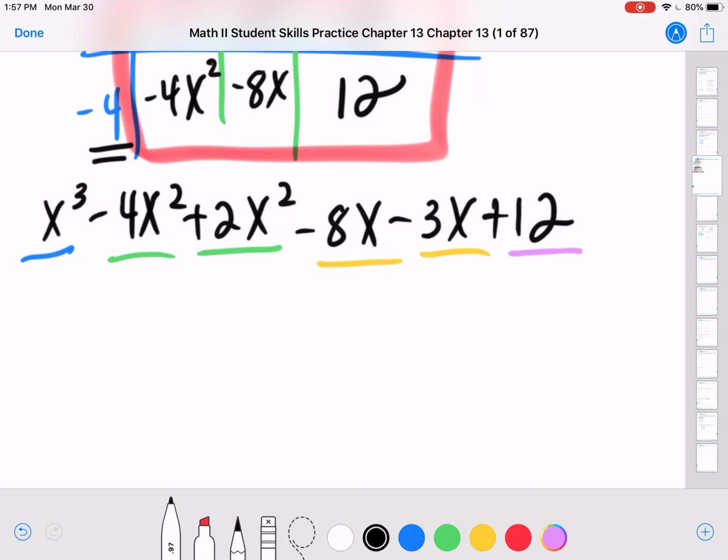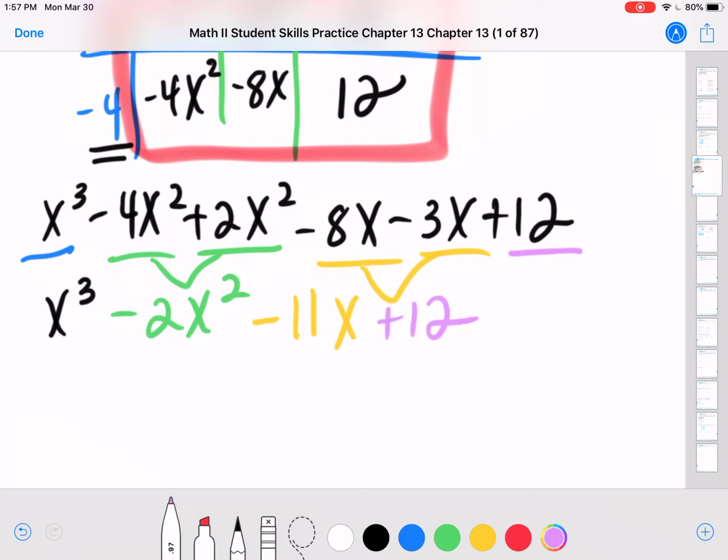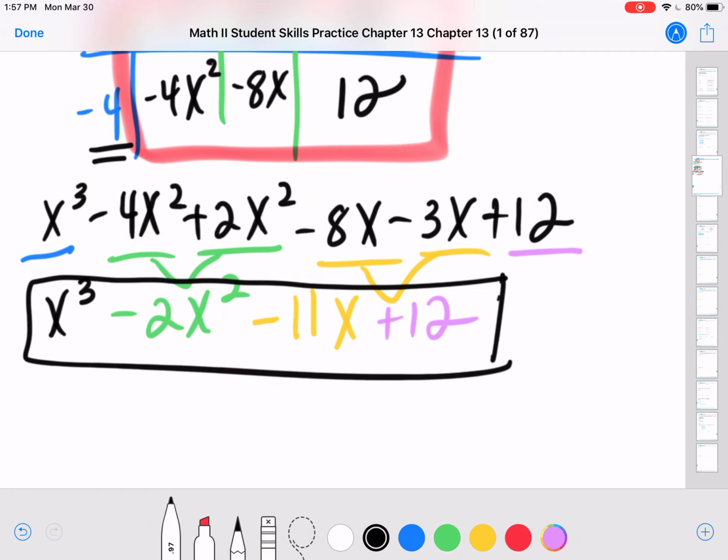So the first thing is going to be x cubed. Combine your green terms. This is going to give me negative 2x squared. Combine your yellow. Negative 8 minus 3 is going to give me negative 11x. And then bring down your positive 12. It's in descending order, which I know is standard form. So this is my answer.